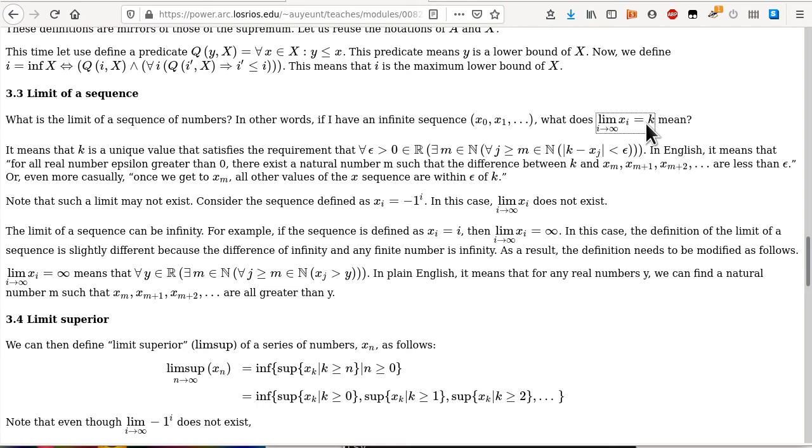Because this is the notation. What you're seeing, where my cursor is bouncing around, is a notation. The notation has no inherent meaning. The meaning has to be defined using terms and notations that we already understand. So this is the question: what does this notation mean when I say the limit of x of I when I approaches infinity is k? What does that mean exactly?